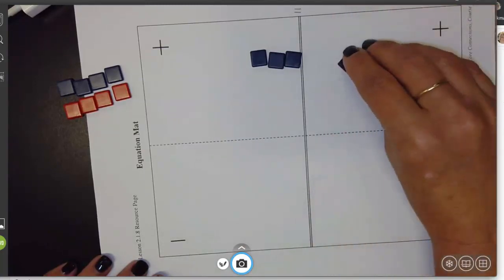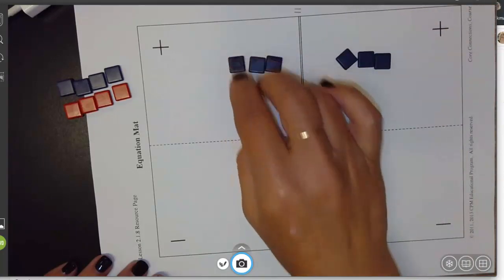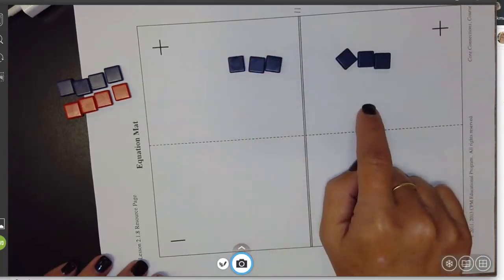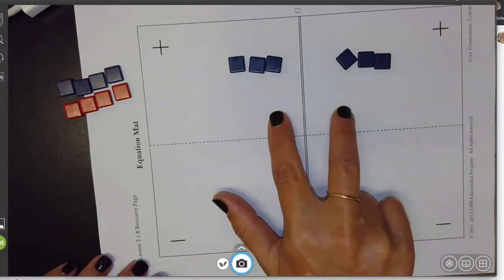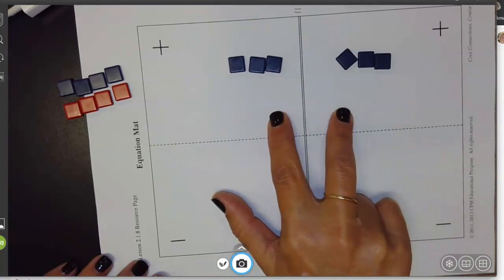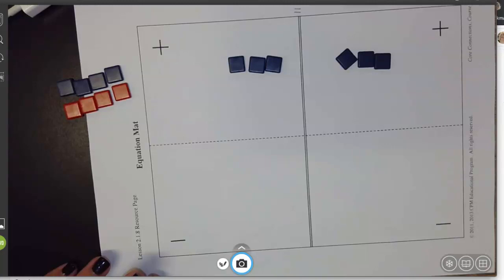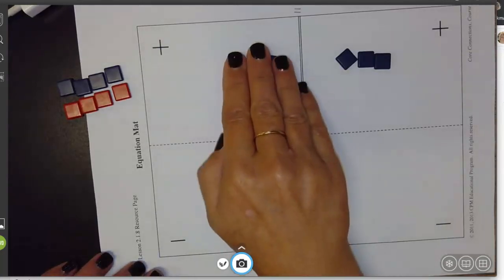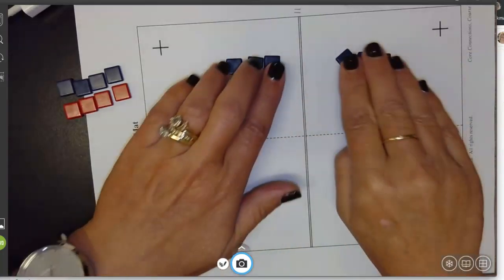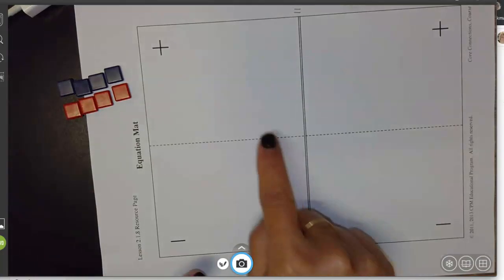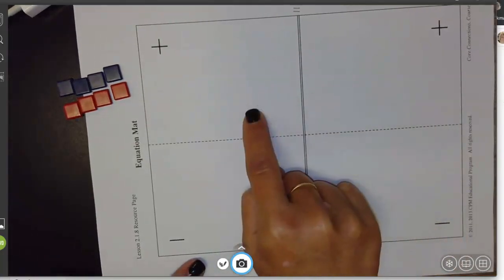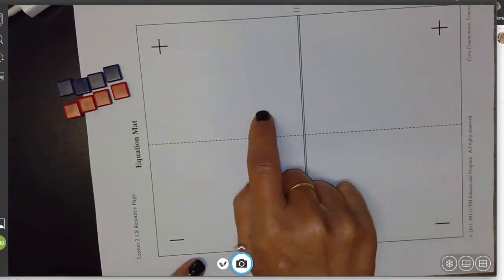So now I'm left with 3 on this side and 3 on this side. So in this case, these expressions are equal to each other. If we wanted to take it one step further and use our last strategy of taking out equal parts, well, I have 3 parts here and I have 3 parts here, so those would be equal parts, so I could take those out. And again, I have nothing on each side of the mat, or 0 on each side of the mat, so this expression would be equal.